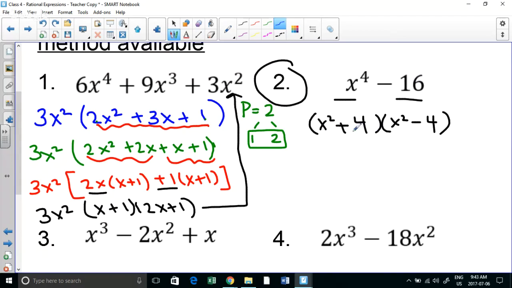This is a binomial. There's no GCF, and it's not a difference of squares. So there's nothing I can do, so I leave it alone. This, however, is a difference of squares. So this also needs to be factored, just like we did before.